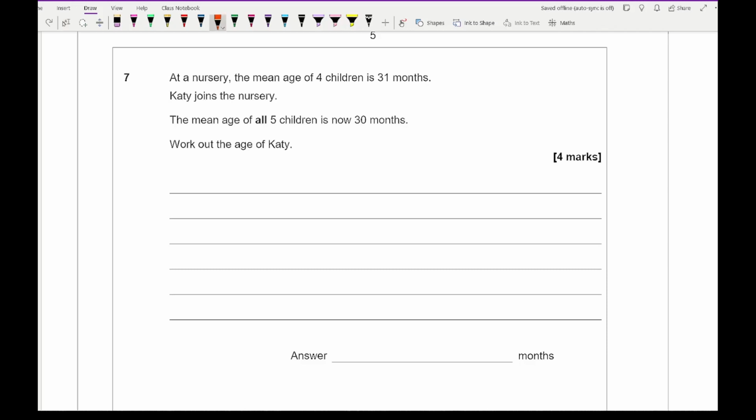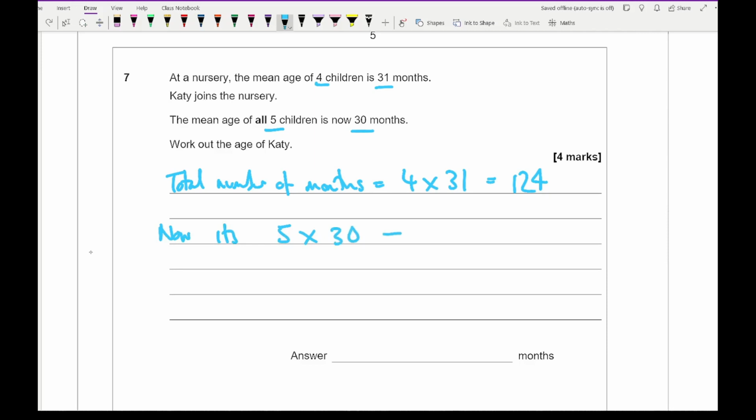So for this, what we need to do first is collectively work out the total number of months. So the total number of months is going to be 4 times 31, which gives me an answer of 124. Then now it's 5 times 30, which is 150. So Katie's age is going to be the difference between these. So Katie's age is going to be 150 minus 124, which gives me an answer of 26 months.